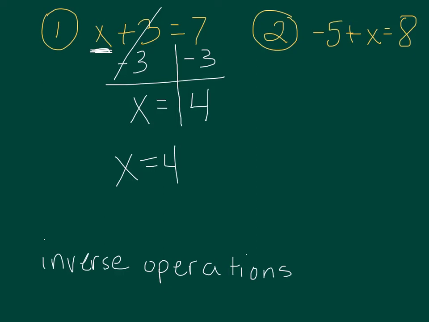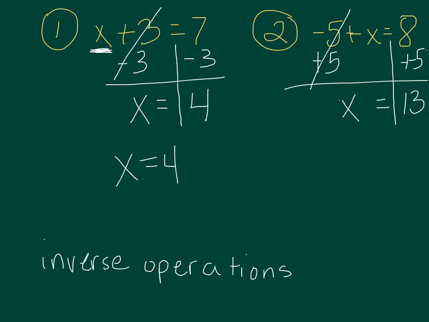Okay, let's try another one. Number 2: negative 5 plus x equals 8. We look at the sign in front of the negative 5. It's negative, so the opposite of that would be adding 5 to both sides. Negative 5 plus 5 cancels, and you're left with x equals, well, what's 8 plus 5? 13. Once x is by itself, that's your answer. So x equals 13.